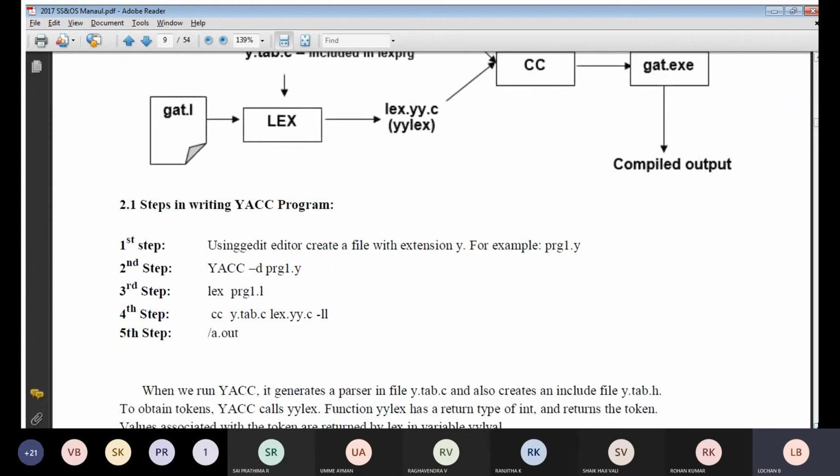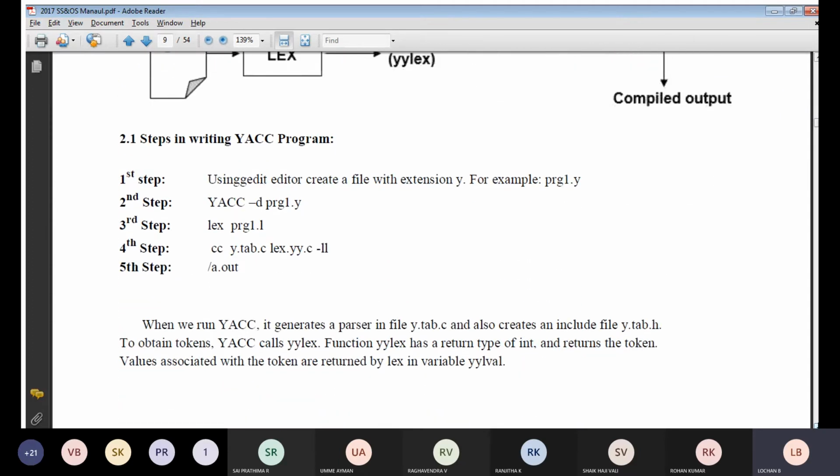Next is steps. So as usual, if you want to write the program in your yak programming, generally as usual, file name .y. If you want to write the programming in terms of lex programming, you need to write file name along with .l. L indicates your extension. L is nothing but your lexical part. Y is nothing but your yak part. Okay. So next is yak minus d. So it will process along with the yak compiler.